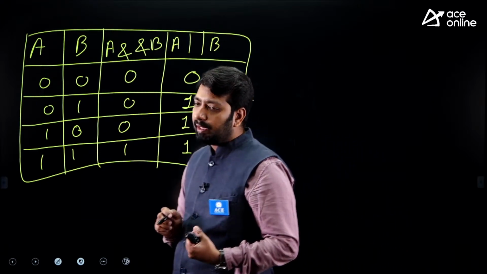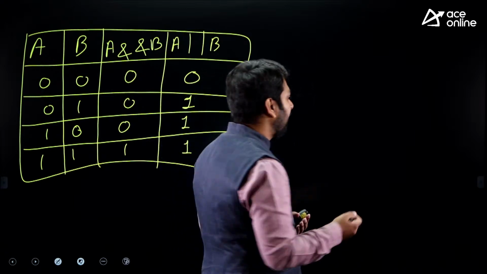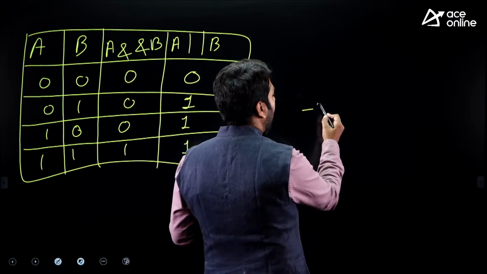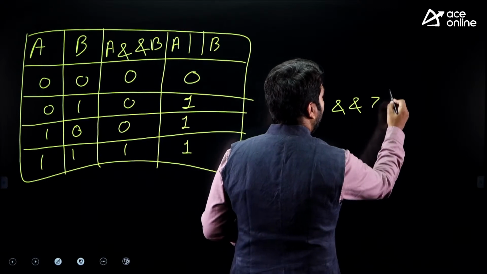Now again you might be thinking, so what will happen if instead of 1 we are giving any negative number or any positive number like -3 and 7. Fine.